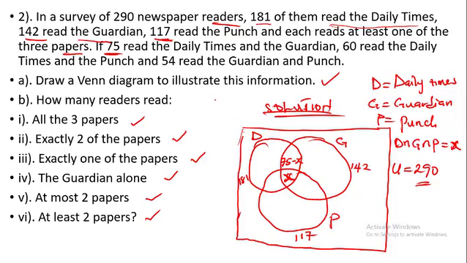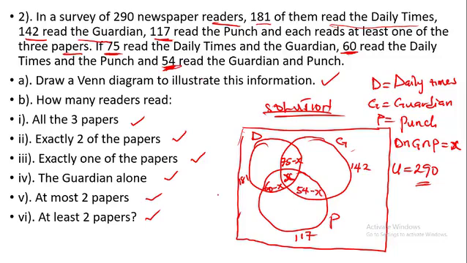Okay, now we look for those who read the Daily Times and the Punch. They said 60 read the Daily Times and Punch. This is the Daily Times, this is Punch, so we have 60 minus X. Okay, and then we'll search for those who read the Guardian and Punch. They said it's 54, the Guardian and Punch, so it's here. We have 54 minus X.